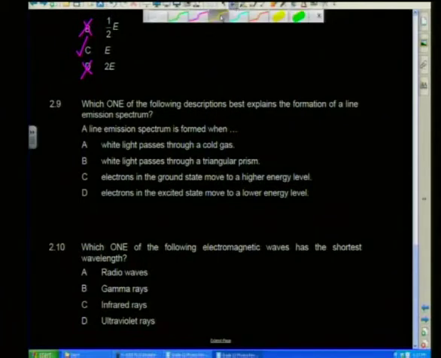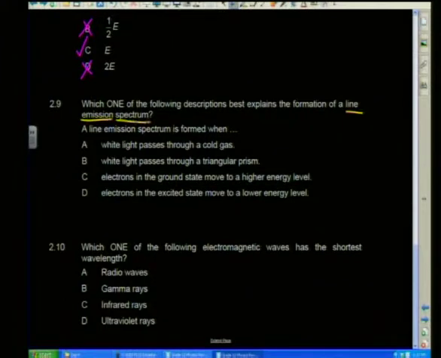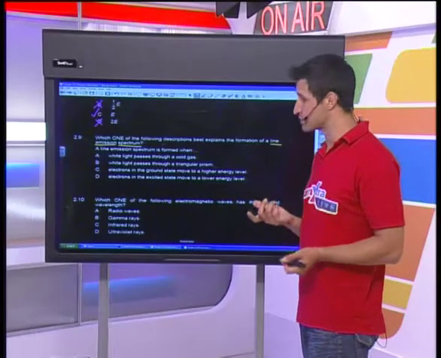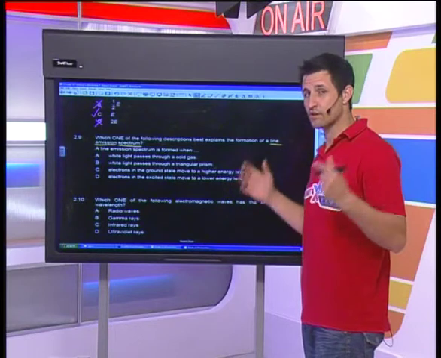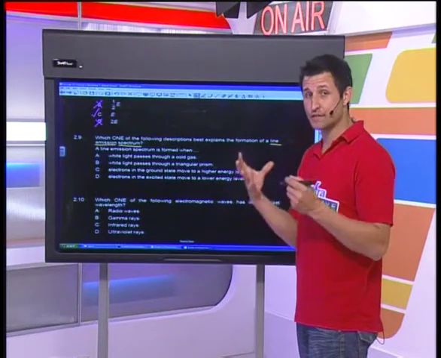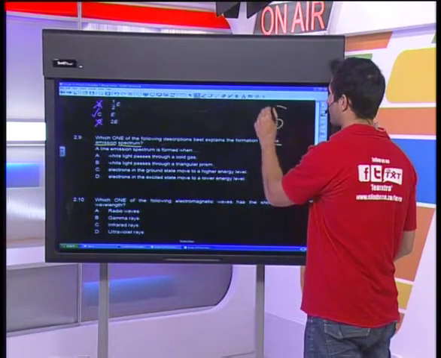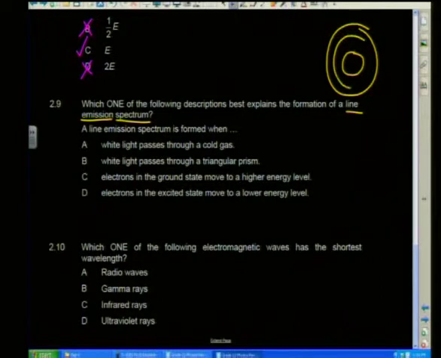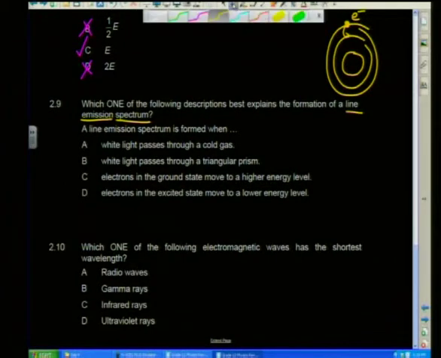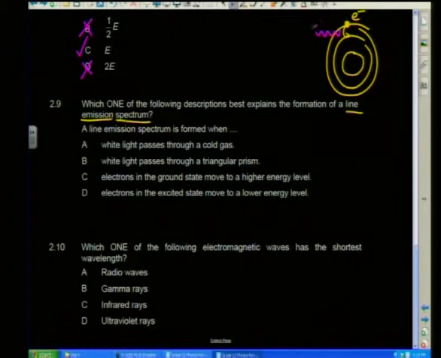Let's just make sure that we know what we're talking about. A line emission spectrum. Emission is a process of giving off a photon when an electron relaxes. So if I've got a nucleus over there, and I've got an electron which is orbiting, and it's got several orbits around it, an excited electron is going to drop down to a lower energy level, and that will give off a photon of light. This is the process of emission.